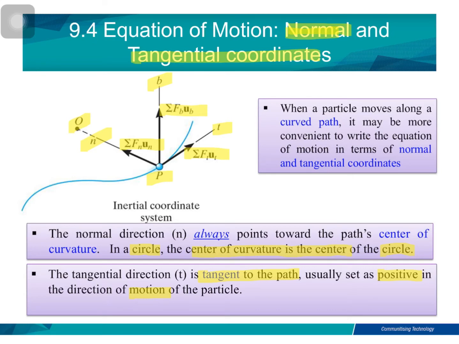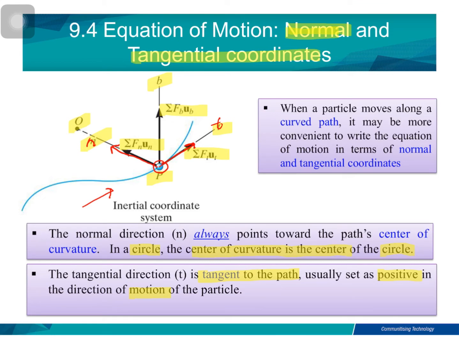Next, 9.4 equations of motion, normal and tangential coordinate. So, you refer to this figure. We have the particle here. When a particle moves along a curved path, it may be convenient to write in normal and tangent coordinates. Tangent to the curve is the T, and perpendicular to the T is the N, which is always toward the center of curvature.